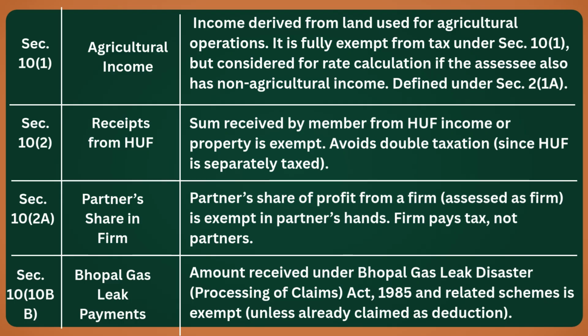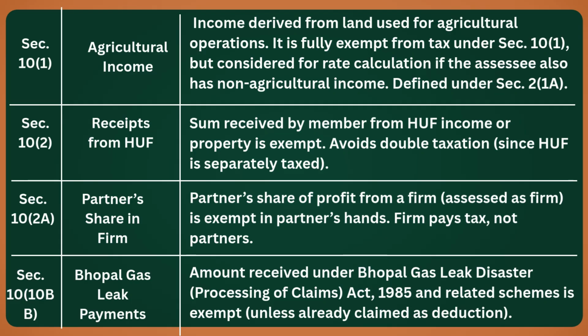Section 10, Clause 2A, Partner's share in a firm. A partner's share of profit from a firm, where the firm is assessed separately, is exempt in the hands of the partner. In short, the firm pays tax on its profits, the partner does not pay tax on the distributive share of those profits.